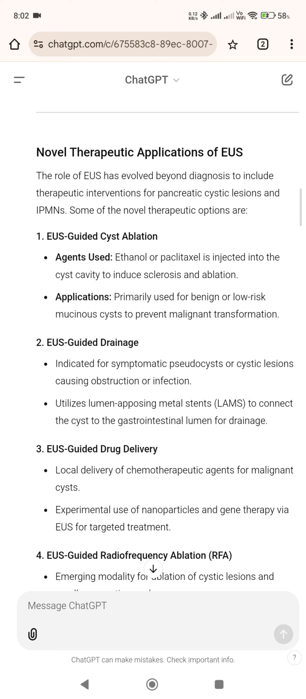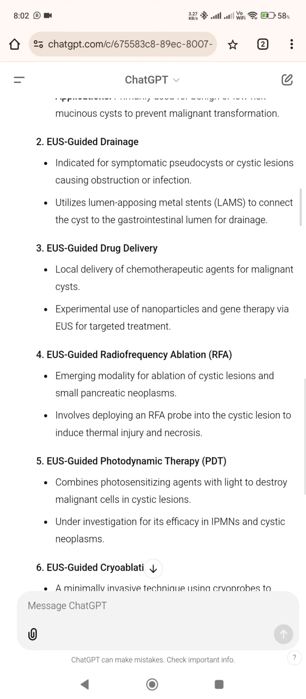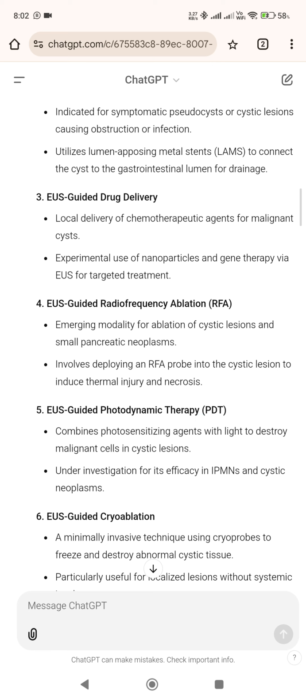2. EUS-guided drainage. Indicated for symptomatic pseudocysts or cystic lesions causing obstruction or infection. Utilizes lumen-opposing metal stents, LAMS, to connect the cyst to the gastrointestinal lumen for drainage. 3. EUS-guided drug delivery. Local delivery of chemotherapeutic agents for malignant cysts. Experimental use of nanoparticles and gene therapy via EUS for targeted treatment.